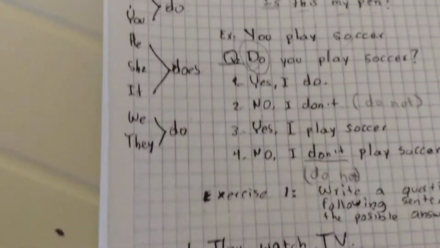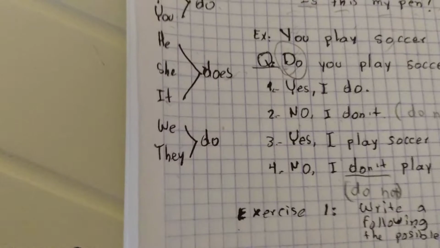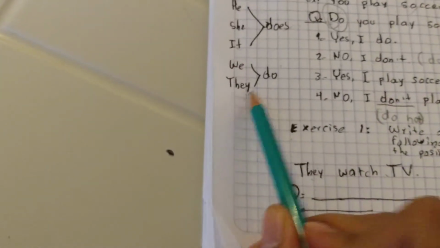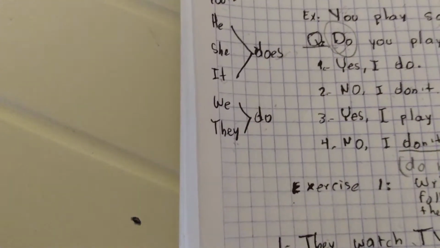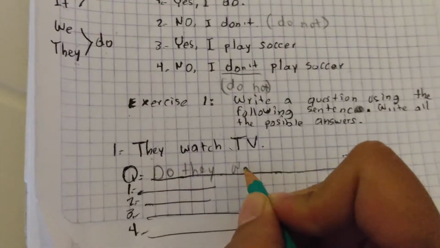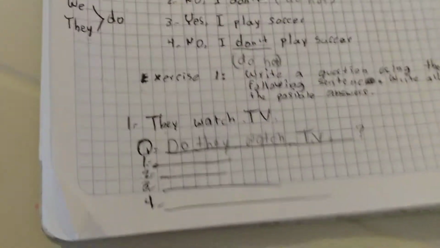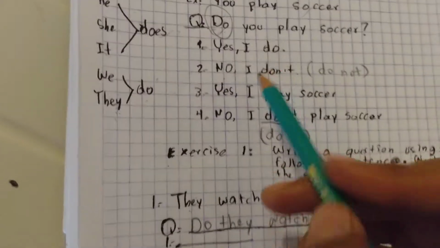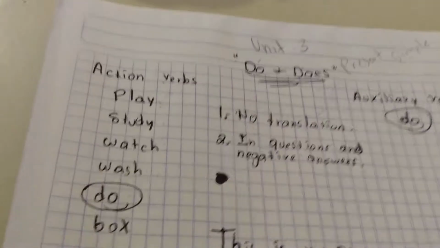There's a hint. Am I gonna use does? No. I'm gonna use do because they, right here, corresponds to do. So do, then do they watch TV? Do they watch TV? 4 possible answers, just like this one. Okay? All right, that is for do. And we're finished with that one.